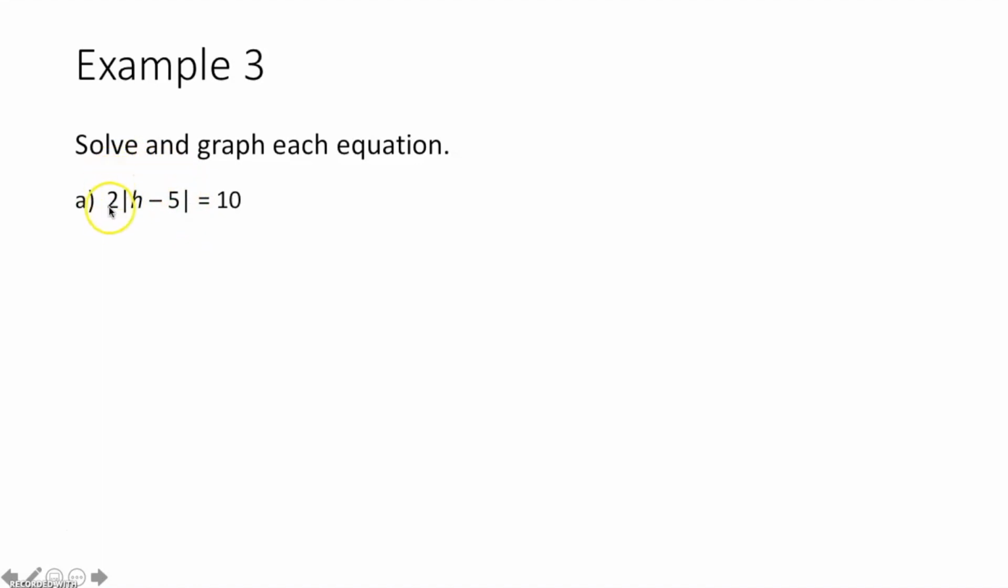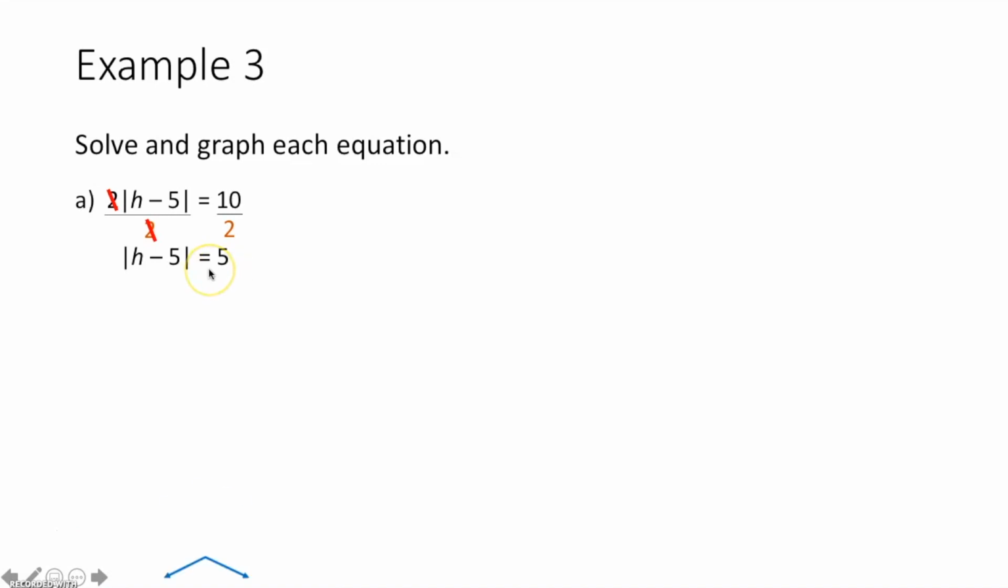This 2 on the outside of our absolute value has to go. Since it's 2 times my absolute value, I can get it to the right side by dividing by 2 on both sides. That way, these are going to cancel each other out. And over here, 10 divided by 2 is going to give you 5. Now I have the absolute value of h minus 5 is equal to 5.